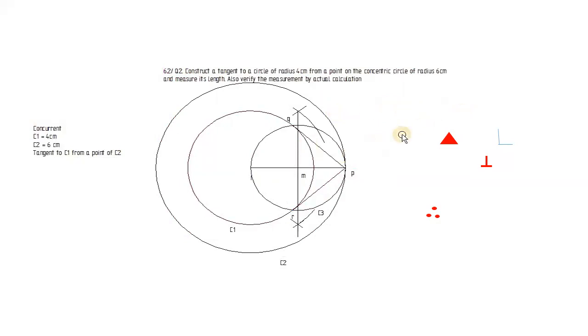Now for justification purposes, we need to draw a line joining OQ.